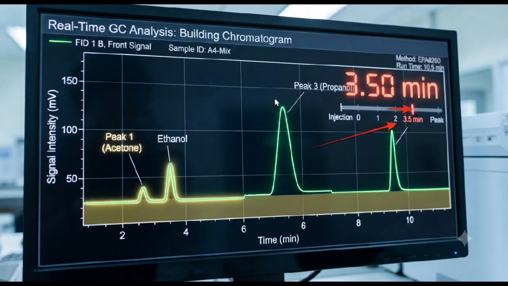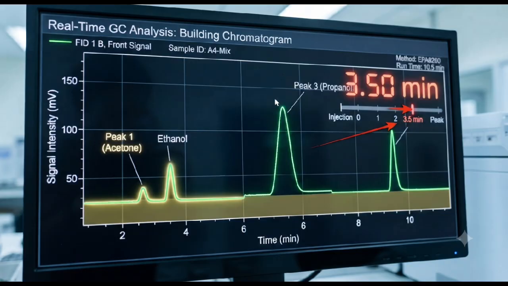What is retention time? The time between injection and the peak's maximum response is called the retention time. Under controlled analytical conditions, retention time can be compared with that of a suitable reference standard to help identify a compound.